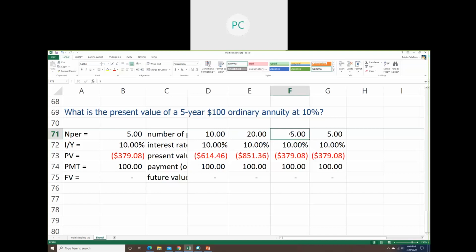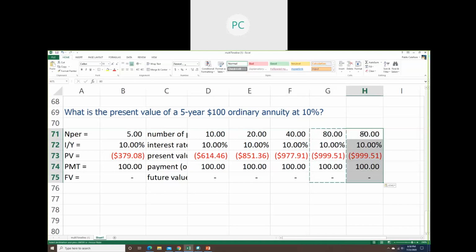Let's double the number of years here. Now we have 40. What do you think will happen? Will it grow by more or less than double? Less. Now let's double to 80. So we have now an annuity that promises you $100 for each of the next 80 years. How much would you pay for that investment? And we will see that it is $999.51.